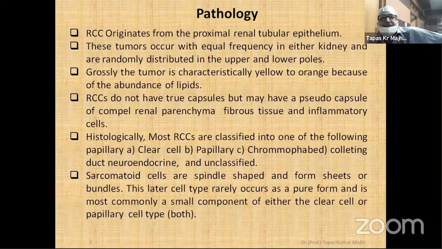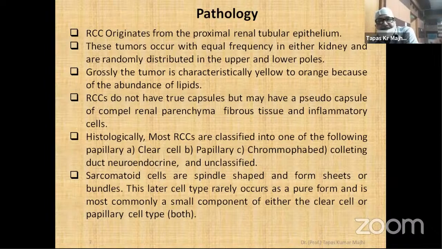Grossly, the tumor is characteristically yellow to orange because of abundant lipid. RCC usually does not have a true capsule but may have a pseudocapsule with compressed renal parenchyma, fibrous tissue, and inflammatory cells. Histologically, most RCC are classified into the following patterns: papillary, clear cell, chromophobe, collecting duct, neuroendocrine, and unclassified.